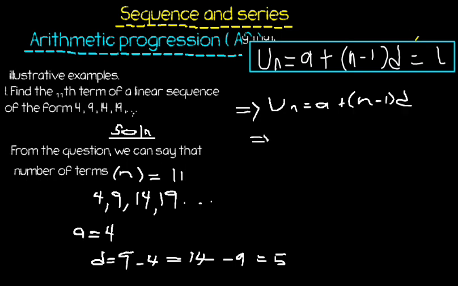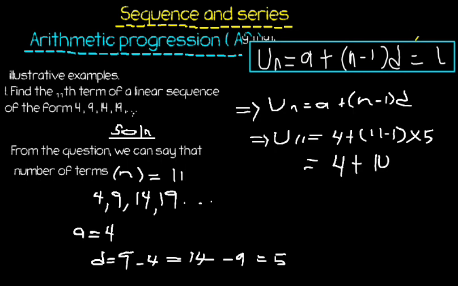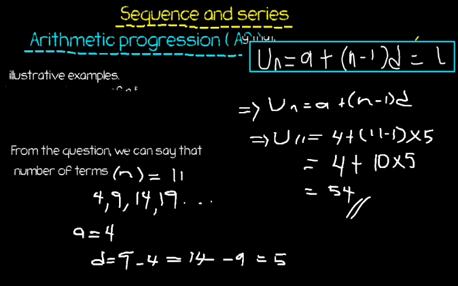So U11 will be equal to, by the original formula that we have, the first term, which is a, which in this question is 4, plus n minus 1, which is 11 minus 1, times the common difference, which is 5. So 4 plus 10 times 5, because 11 minus 1 is 10. Moving on, we get our answer to be 54. So our 11th term is 54.